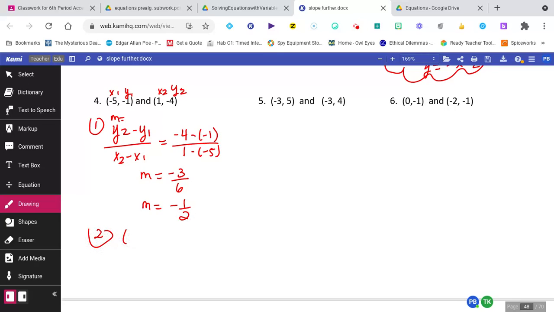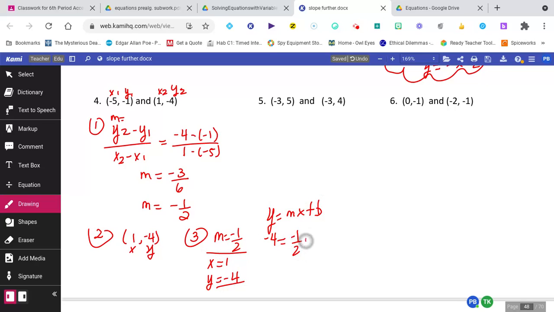And I'm going to pick (1, -4). So I have an m of -1/2, an x of 1, and a y of -4 to write in the equation y equals mx plus b. So y is -4. m is -1/2 times x, which is 1. So I end up with -1/2 plus b. I'm going to write this as a decimal. It's just easier to understand.